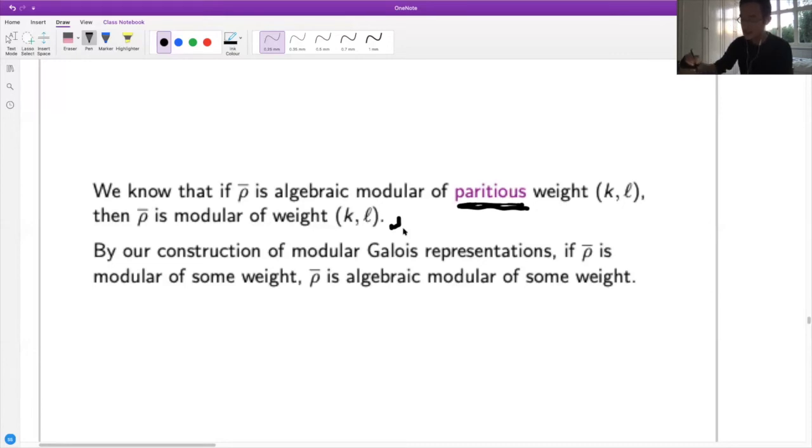But you can still go the converse from geometric weight to algebraic weight if you relax somehow the exact weight you want to hit. So by our construction of modular Galois representation, you would know that if rho bar is geometric modular of some weight, then rho bar is algebraic modular of some weight.